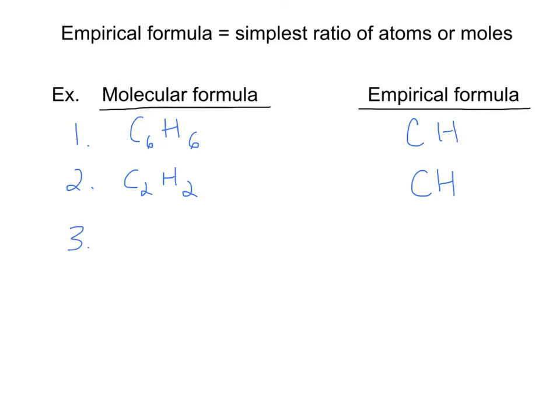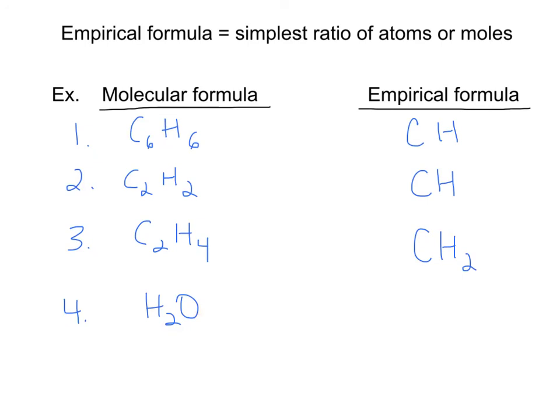Let's do a third example, C2H4, and a fourth example, H2O. So think about that. C2H4, what would be the simplest ratio of C's to H's? Hopefully you got that. The simplest ratio of 2 to 4 is 1 to 2. So it's CH2. Now H2O. Remember that we have an invisible 1 right here.